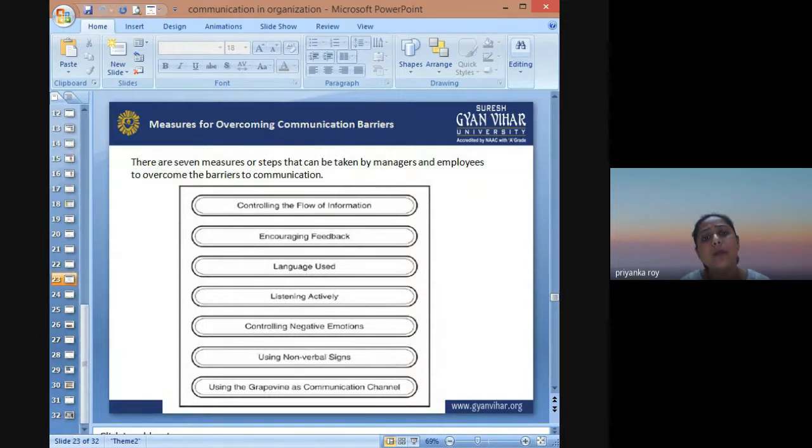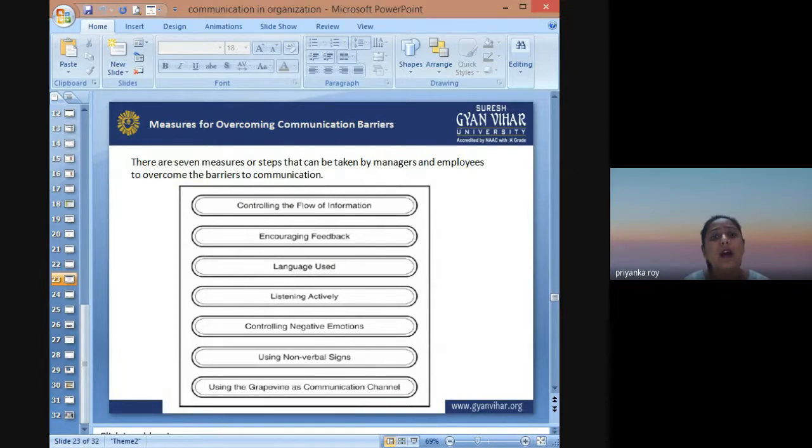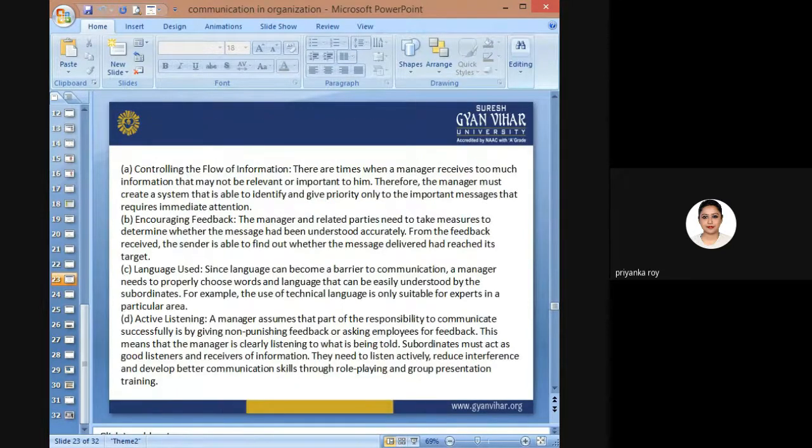We can control the flow of information, encourage feedback, use language of a common ground, listen actively, control negative emotions, use non-verbal signs, and use the grapevine as a communication channel. These are some of the effective ways of cutting down the barriers of communication.